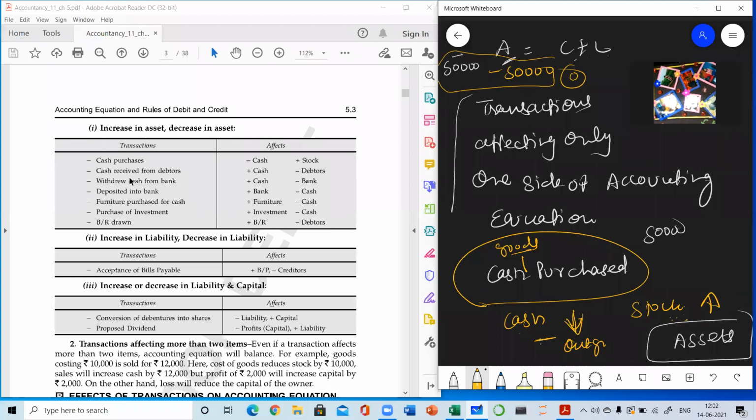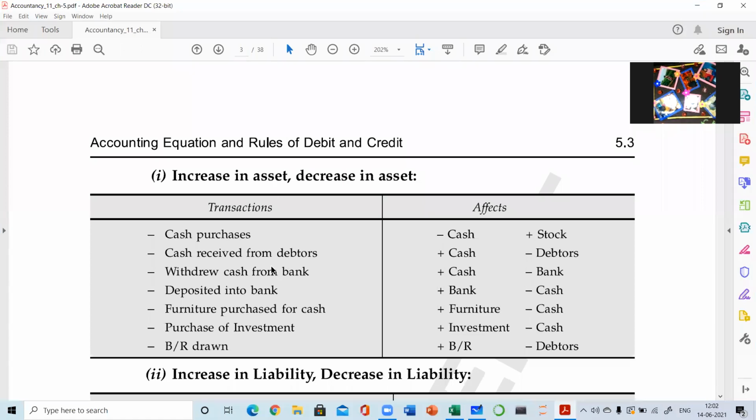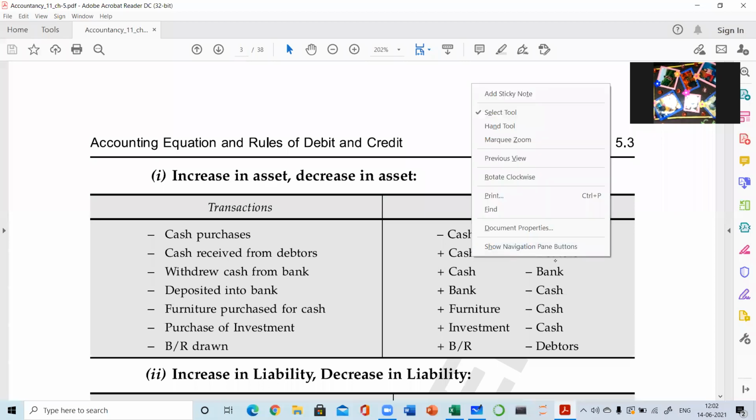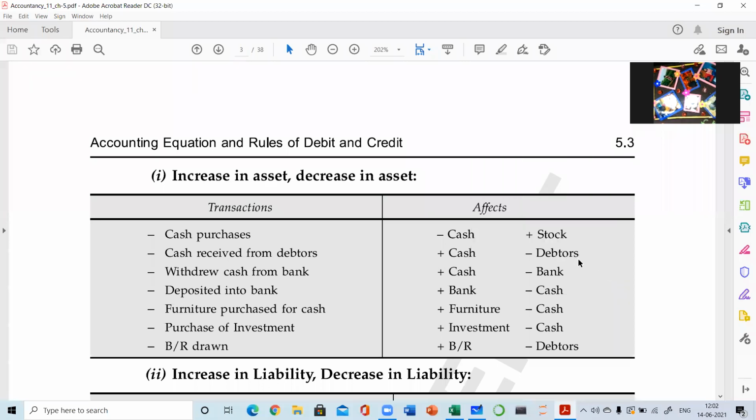Similarly, cash received from debtors. Whenever we will be receiving cash from debtors, then cash will be coming inside. So you can see here, cash will be added and debtors will be reduced because debtors have made payment. So debtors will be no more our assets. Then withdrew cash from bank, then two side effects: cash will be increased and bank balance will be decreased. Then deposited cash into bank, bank balance will increase and cash balance will decrease as your cash has gone to bank. So increase means addition and decrease means subtraction.